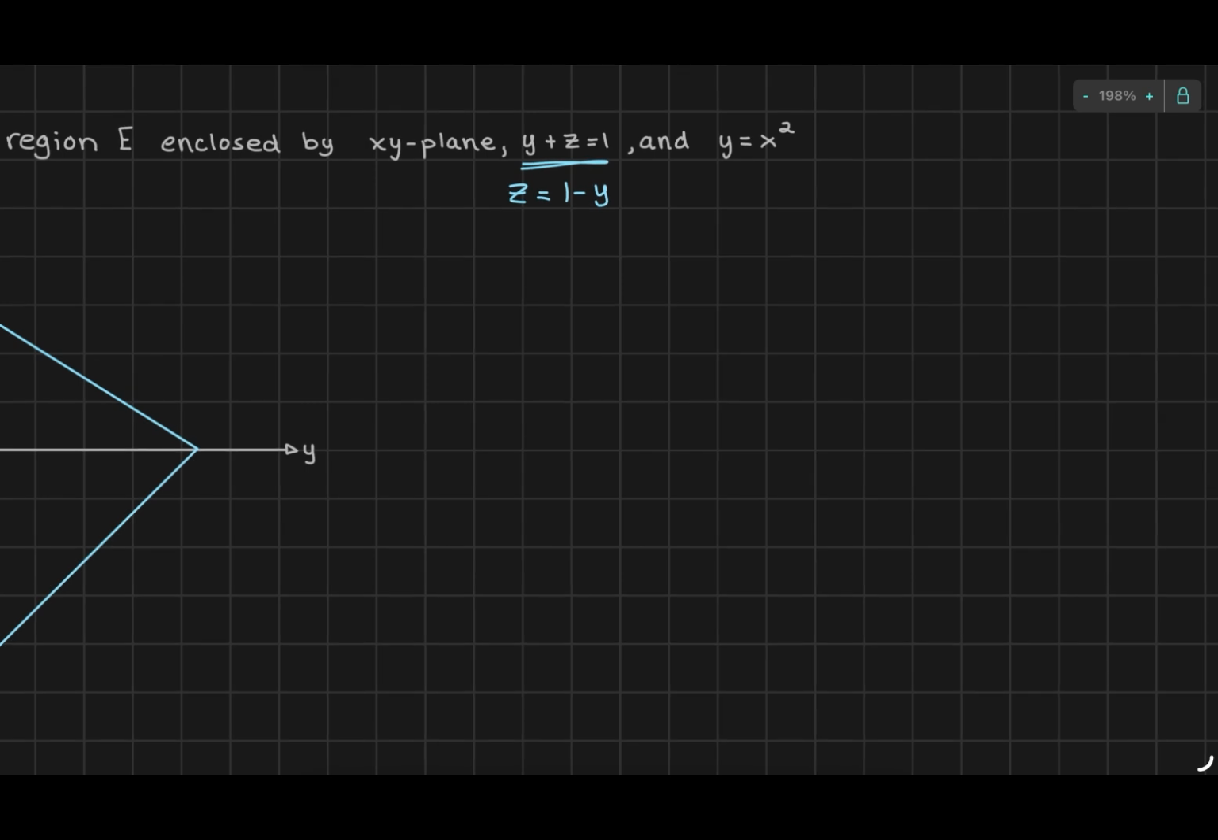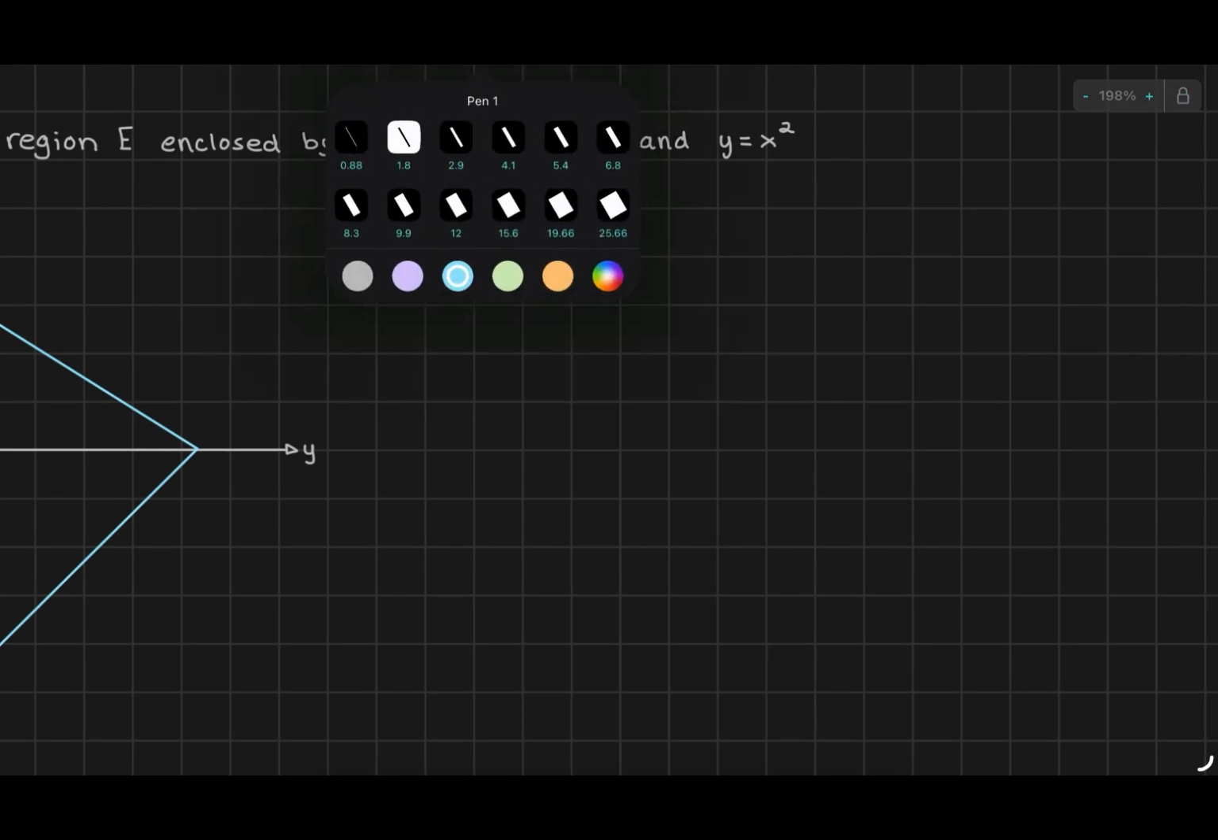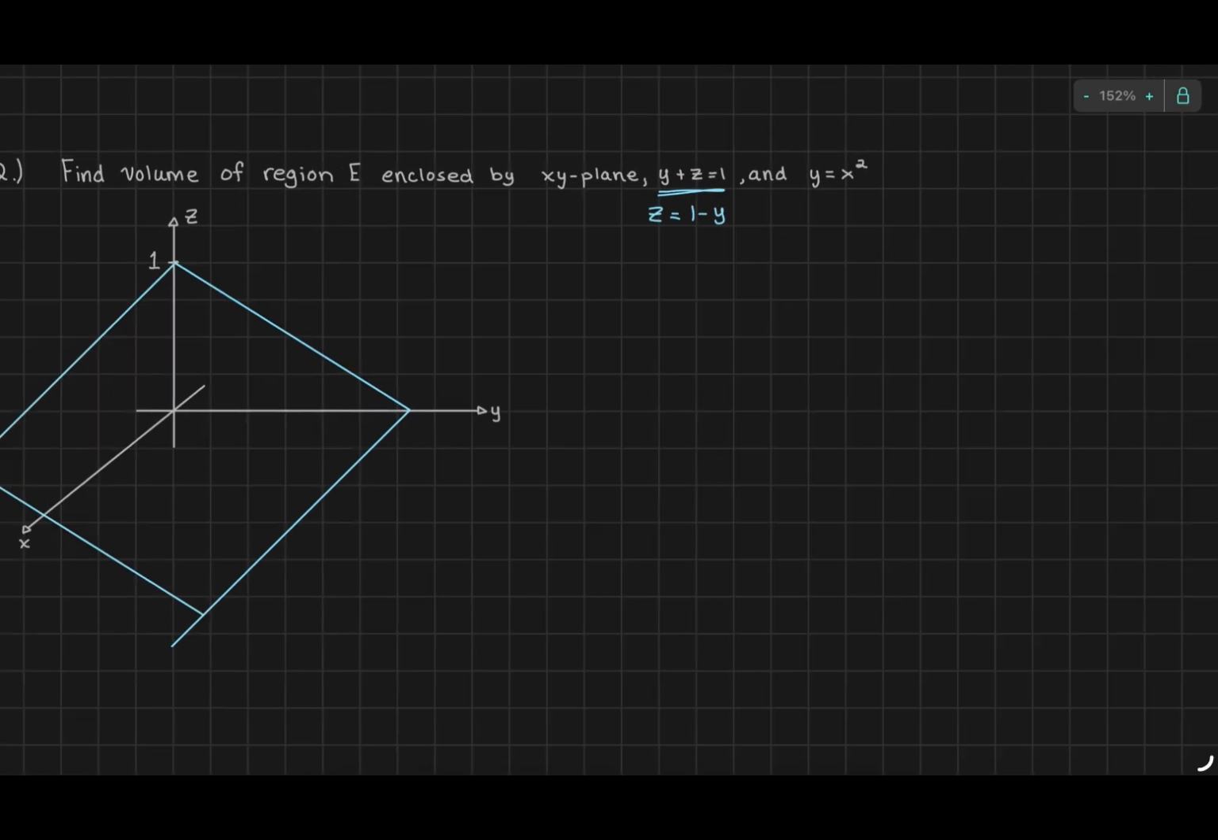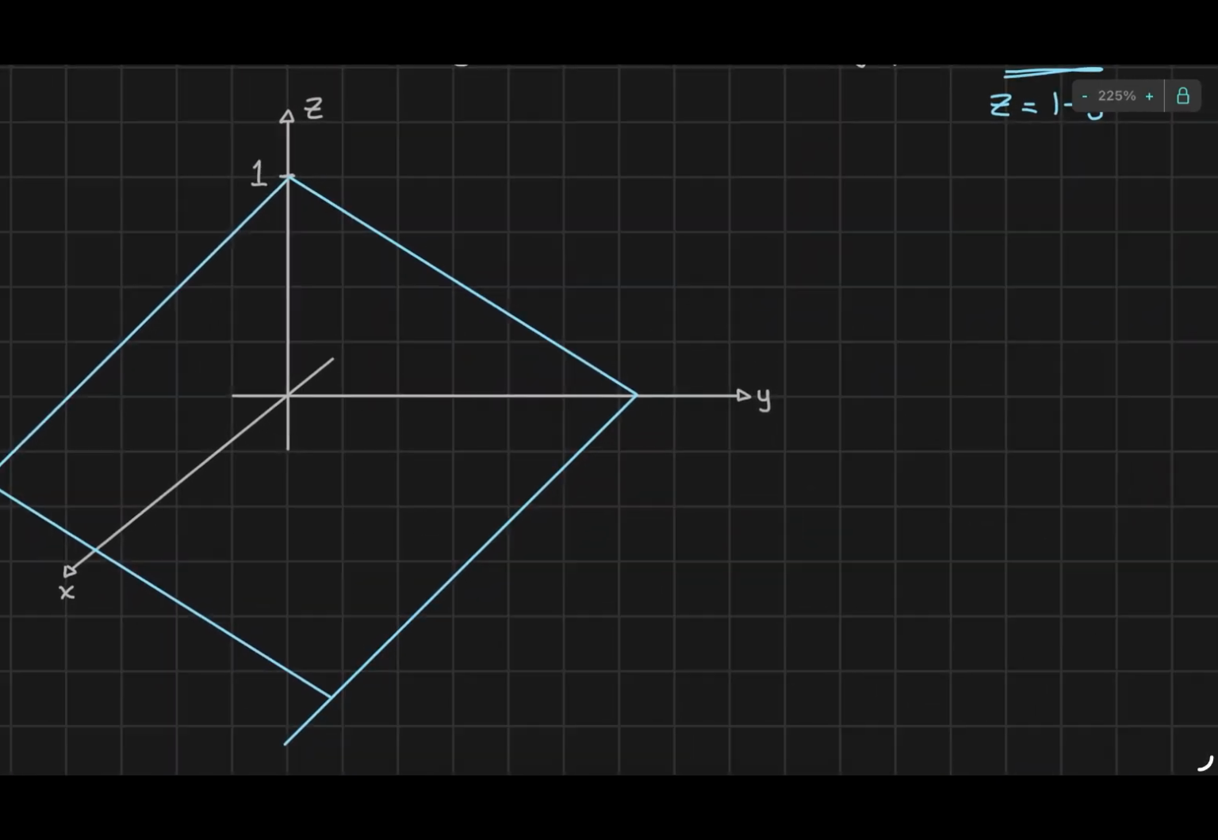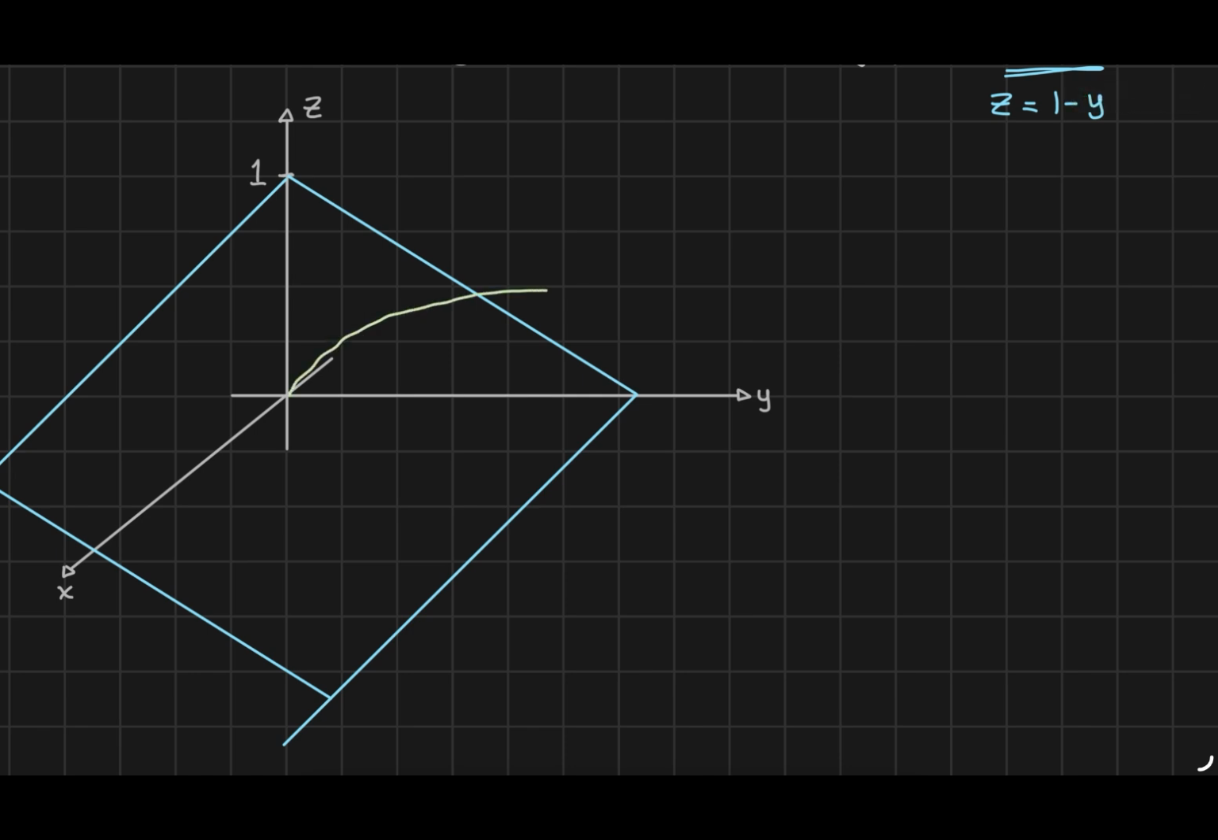Well, what is y is equal to x squared? That's going to be in the xy plane. Okay, we know what y is equal to x squared looks like. That's going to look like a parabola. Looks like it'll stop right there. Well, what is this point right here where it stops?